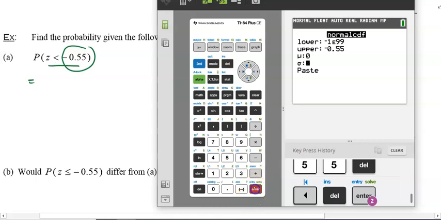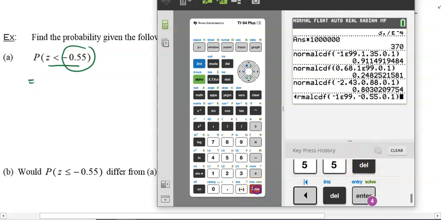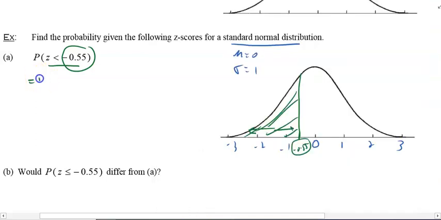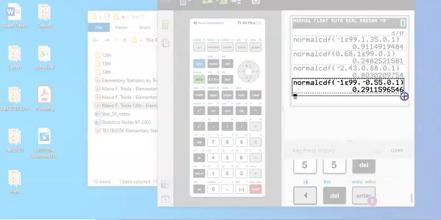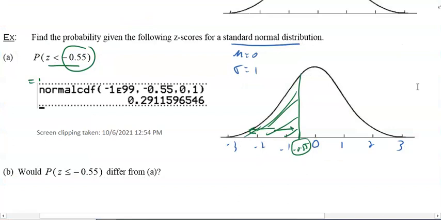If not, we'll input that in. If the standard deviation is something else, we put it in. And it works the same way. And tell me what the answer is, and there it is. So there is roughly a 29.11% chance of this happening.